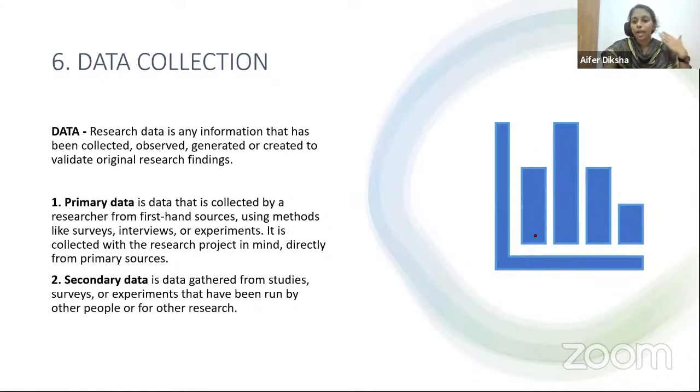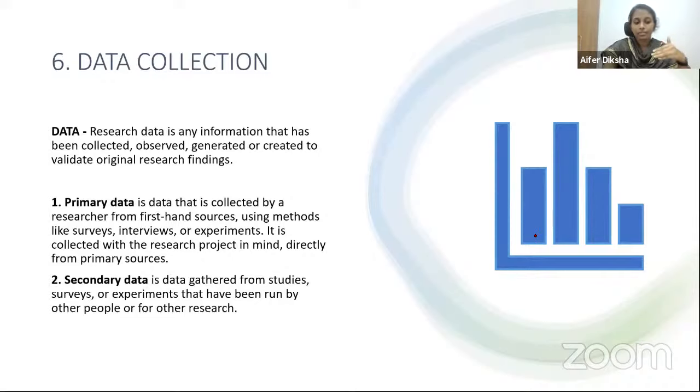Now, what is primary data? Primary data is also called first-hand data. That is, if I am the researcher, I will directly collect the data from samples using surveys, interviews, or experiments. I am directly conducting the research. That is primary data, as the name suggests.